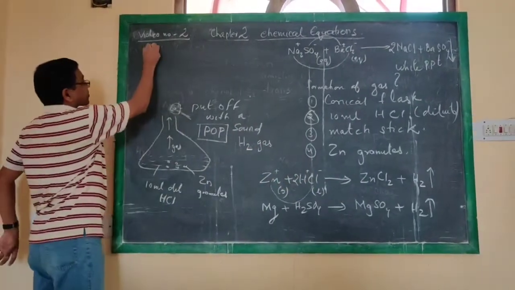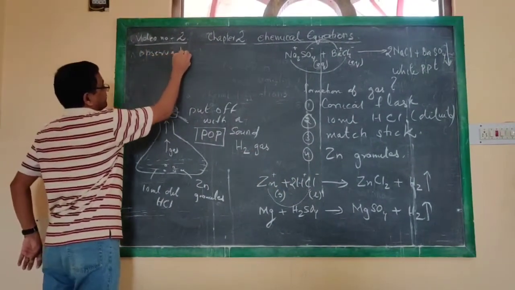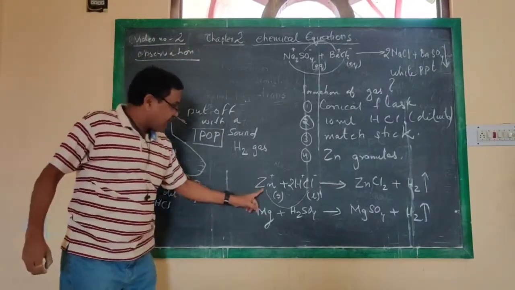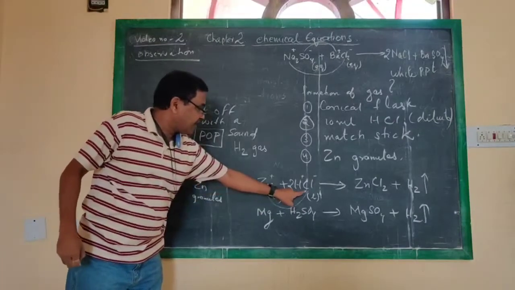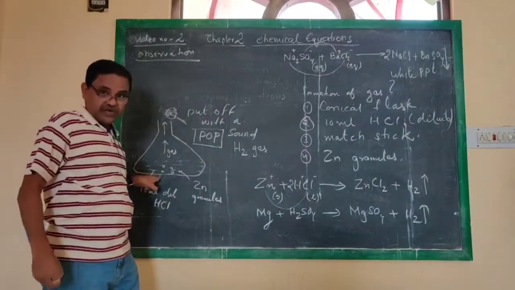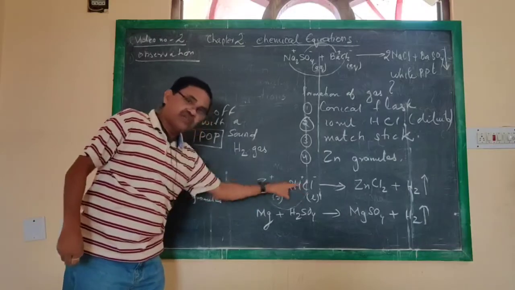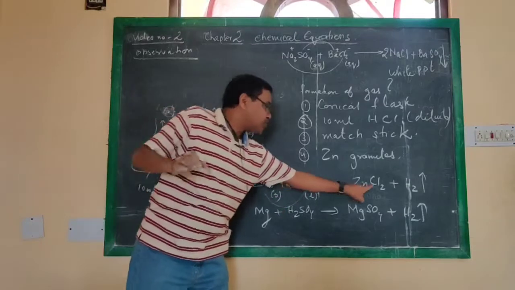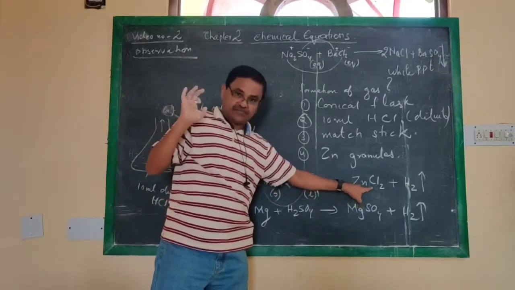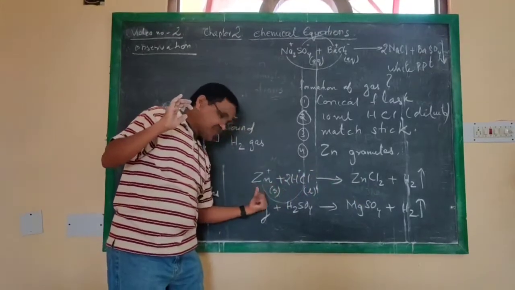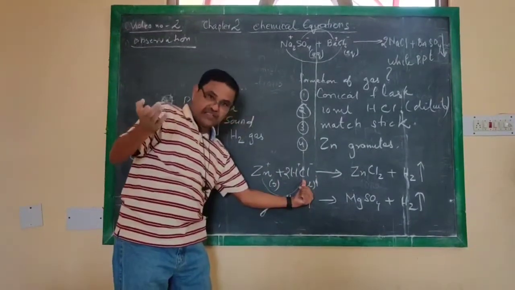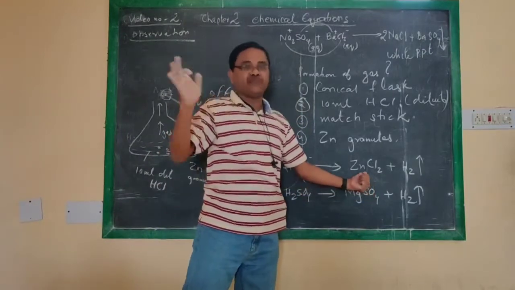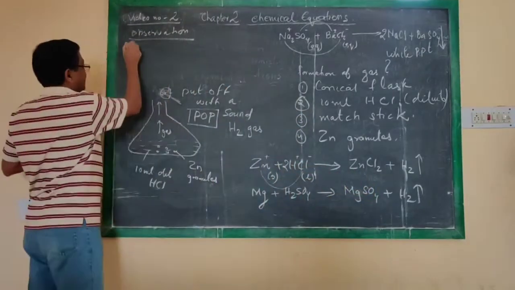Now, the most important part of this is the observation. What is that we have observed? Here we can see zinc and HCl is reacting with each other. Both are having different physical states. That means their properties are different. So the product formed also will be different. Here zinc is a metal, hydrochloric acid is an acid. Both are having different properties. So the product formed will be different. That is point number 1.